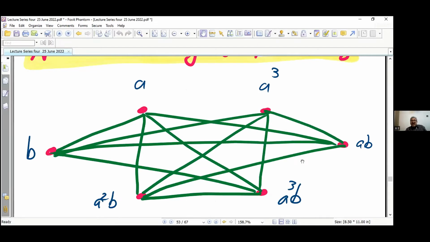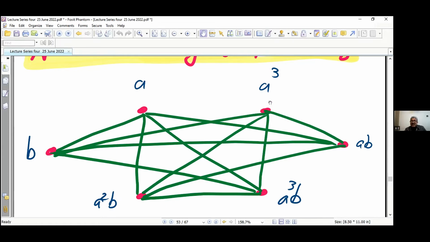You can see A cannot be adjacent to A cube because A and A cube commute: A times A cube is A to the 4, which is identity, and A cube times A is again identity. So A and A cube commute, so we don't have any edge. But we have an edge between A and B, because A and B do not commute. And also we have edges from A to A square B, A to A cube B, and A to AB. So the degree of A is 4.